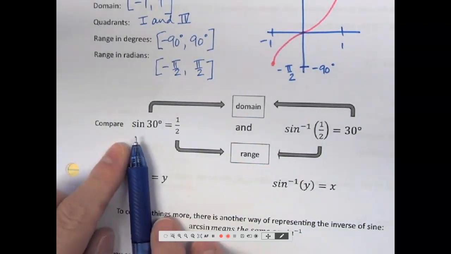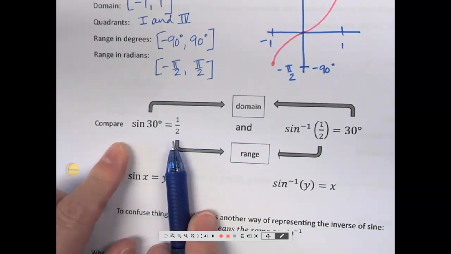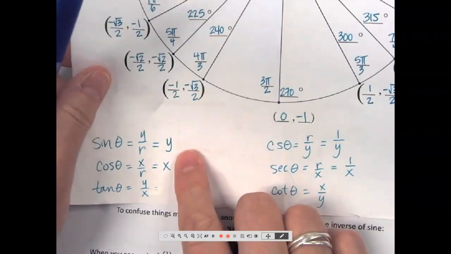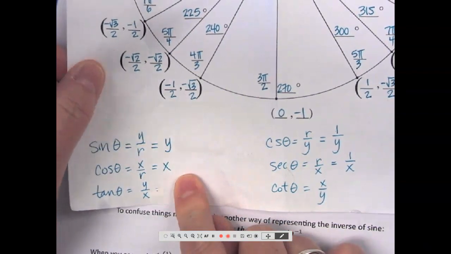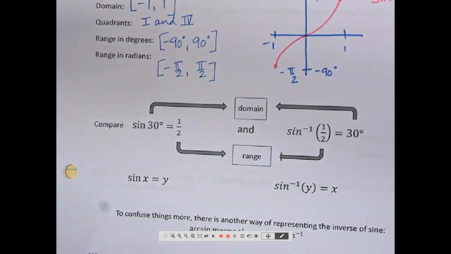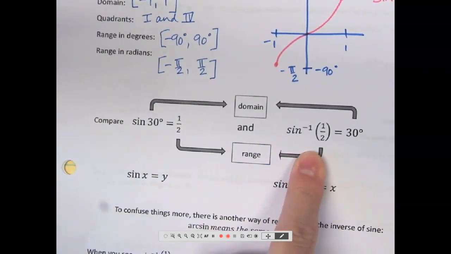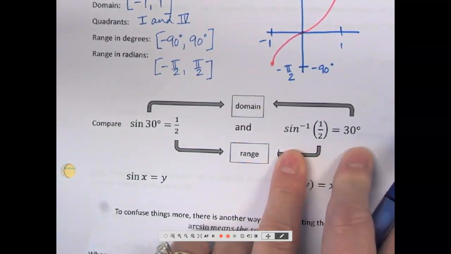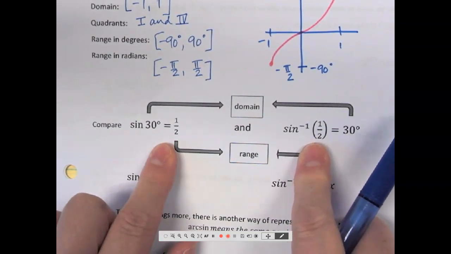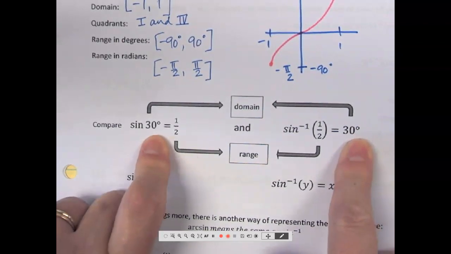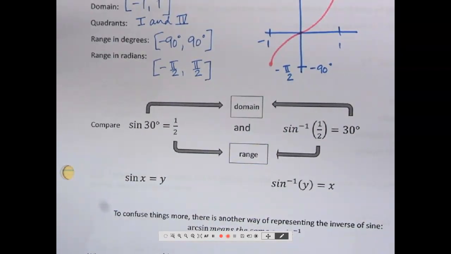Okay, so here's just sort of a little demonstration of how the domain and range are switching. This is sine of 30 degrees is 1/2. If I'm using my unit circle to find sine values, remember sine is your y, cosine is your x. If I go to 30 degrees, sine is 1/2. But over here, this is read sine inverse of 1/2 equals 30 degrees. So those are inverse statements of each other. Notice the domain is in a different location, and the range is in a different location because they are inverses.